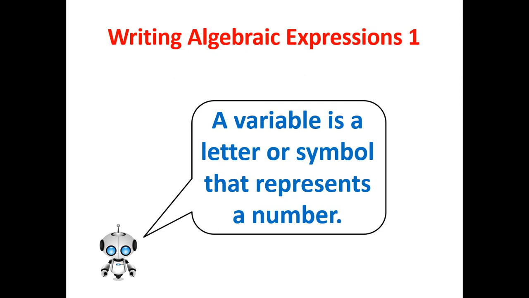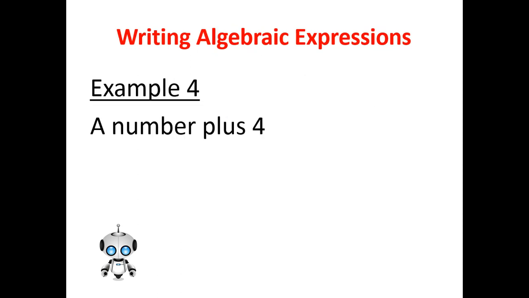A variable is a letter or a symbol that represents a number. Example 4, a number plus 4. We write this as x plus 4. x is a number, a variable, but we could have used another variable like t plus 4, or a plus 4, or n plus 4. Doesn't matter what variable you choose to use.